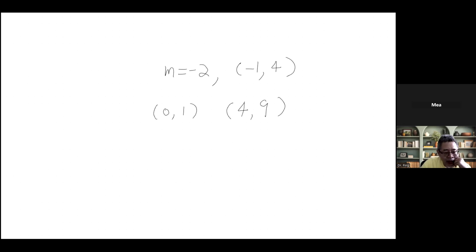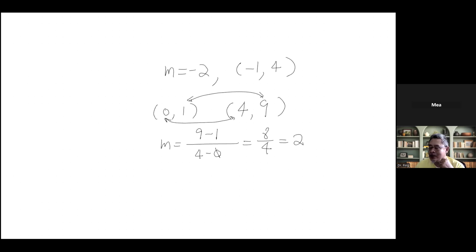So actually, think about that. This is 9 minus 1, and 4 minus 0. Good. So we have to line them up. Top is the difference in y. Bottom is the difference in the x coordinate. So what we got here is 8 over 4, equal to 2. Now, once we find that, then we just write out the point slope form.